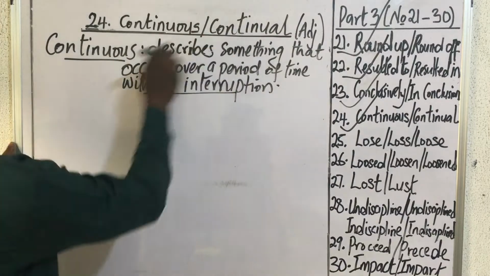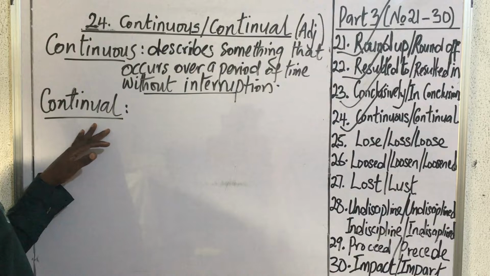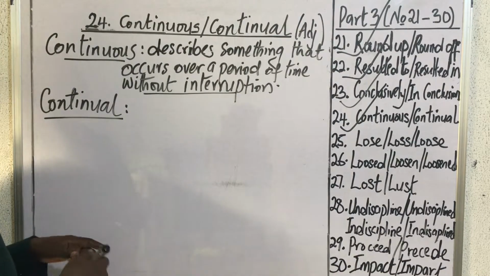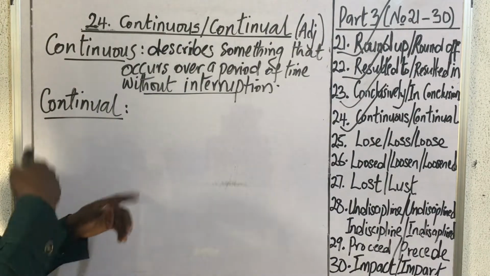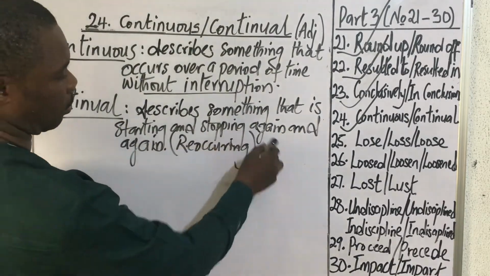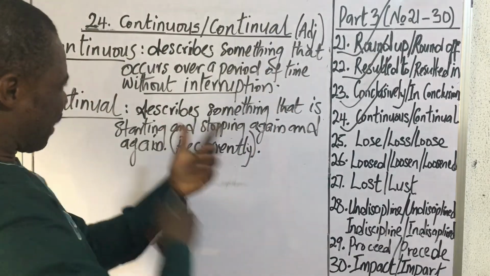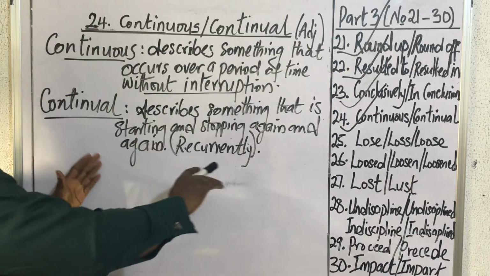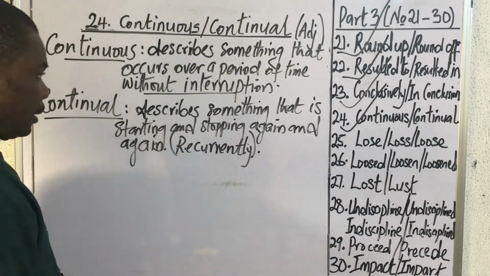Then the next word is continual. What is the meaning of continual? Continual describes something that is starting and stopping over and over again. In other words, something that is reoccurring. So this is what we mean. Continuous, something that occurs over a period of time at a stretch without interruption, whereas continual is stopping and starting again and again.